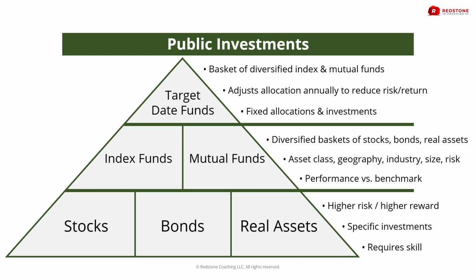So it's a basket of diversified index and mutual funds, and it adjusts allocation annually to reduce risk and return, and has fixed allocations and investments. So what this means is a target date fund. The reason it has that name is let's say you just graduated college, you're 22 years old, and you know that 30 or 40 years from now, you want to retire. So what you're going to do is choose a target date fund that is 40 years in the future, and that's the fund that you would allocate money to.